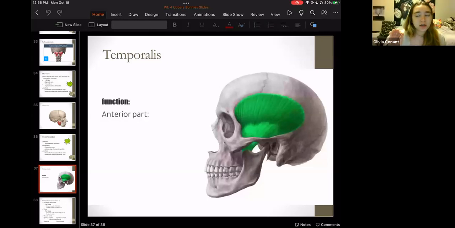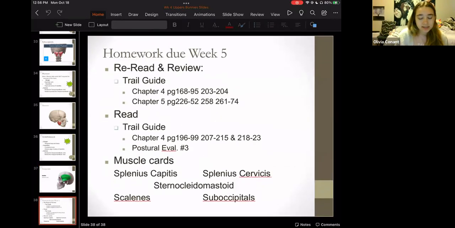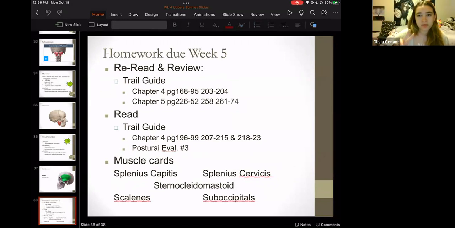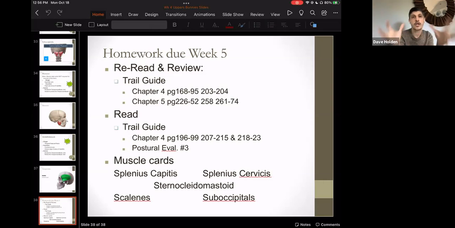So we just need 5 muscle cards, right? Because it's splenius capitis, splenius cervicis, SCM, sternocleidomastoid, scalenes, and suboccipitals. We're doing all the S's today. Okay. And scalenes on one card and suboccipitals on one card. Scalenes, yeah. Treat the scalenes as a group. It's a group of muscles. Of course, there's an anterior, middle, and posterior, but those can go on one card. Suboccipitals, those can go on one card. Don't worry about naming each individual one. Just focus on what they are, where they are, and what they do.